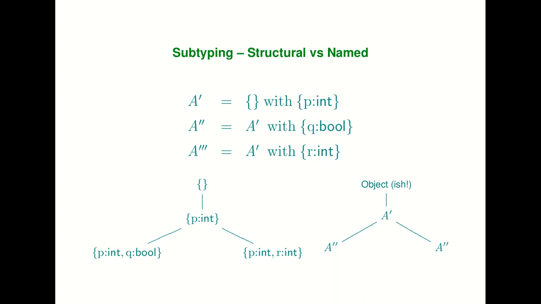However, this emulation is not totally perfect, because the record subtyping that we've seen has a structural flavor. You decide whether one type is a subtype of another by looking at the fields of a record and seeing if one has fewer, more specific fields than another. And so you get a fairly rich lattice where the empty record is a supertype of p int, and p int is a supertype of both p int q bool and p int a int. Whereas with objects, this kind of subsumption is a bit more restricted.